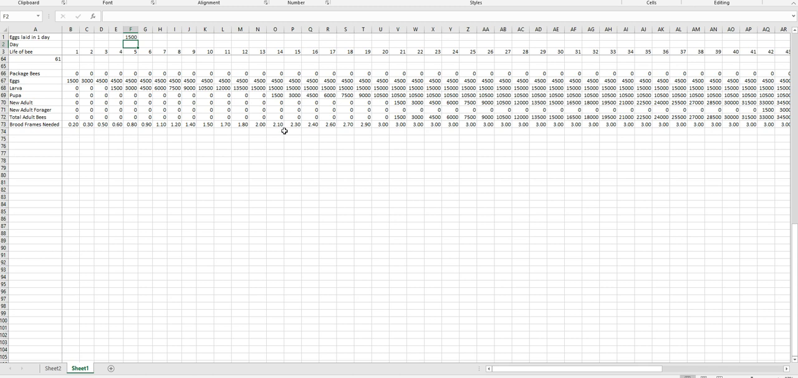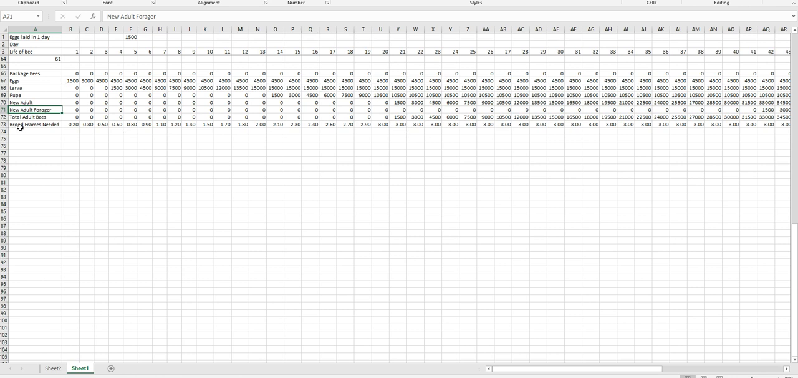Also notice here I have a new adult forager. So this is foragers that are developed in your hive, and that would not happen until day 42, when you would get 1,500 foragers.